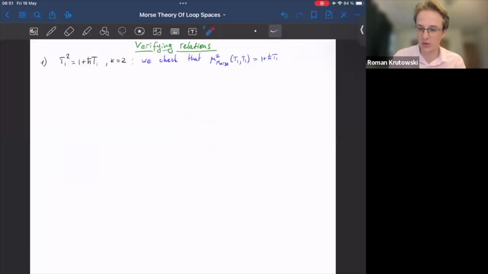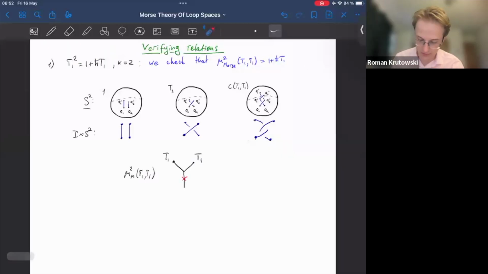Okay, so here is how we prove this theorem. First, we verify these various relations. For instance, let me show how we can prove that T1 squared is equal to 1 plus h bar T1. We just need to compute mu2 on T1 and T1 and see that it is equal to this sum. Let me give you a picture. This is our T1. We consider the case kappa equals 2. And then two T1s stacked on top of each other look like this.